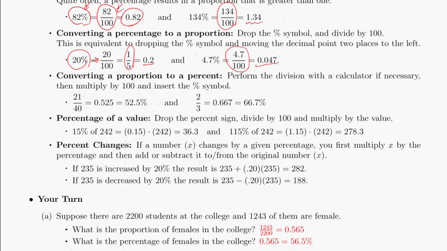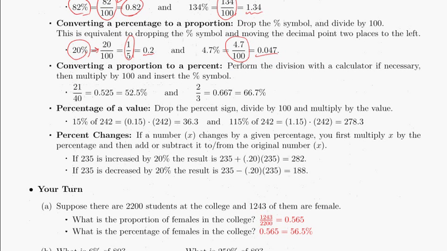If you take 21 out of 40, if that's your proportion, put that into your calculator, you get 0.525, and then to convert that to a percentage, you multiply it by 100, which is essentially taking that decimal and moving it over 2 places. So you get 52.5%. And sometimes you might have to round. 2/3, when you do that in your calculator, is actually 0.6 repeating. So you might have to round it, and that would become 66.7%.